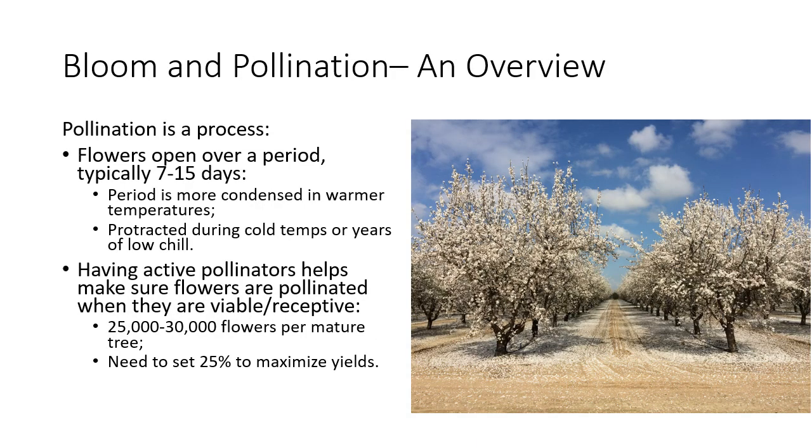Now on to pollination. First and foremost, pollination is a process. This is due to the large number of flowers on an almond tree, which can be as high as 30,000. These flowers open over a period of 7 to 15 days. The rate of opening is dependent on the weather. Warmer conditions increase the rate of flower opening, which is also known as anthesis, while colder temperatures will delay the progression of bloom. Having pollinators active during the entire process of pollination is required to maximize nut set.